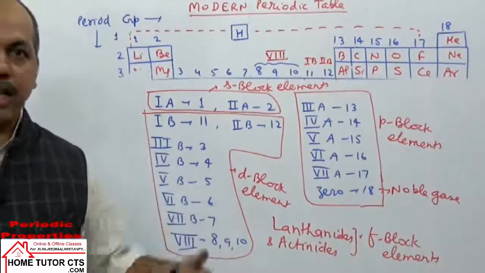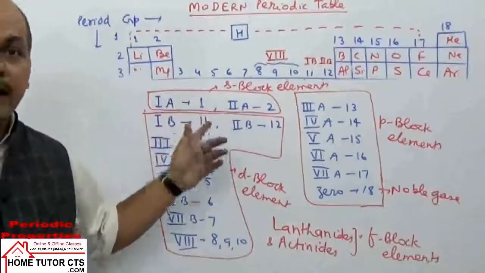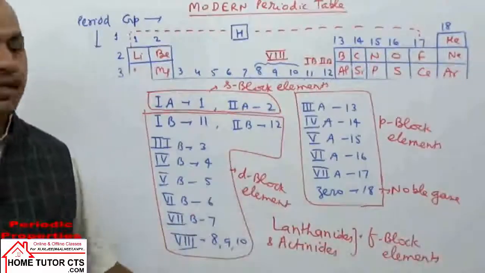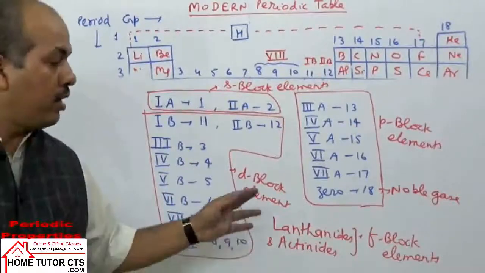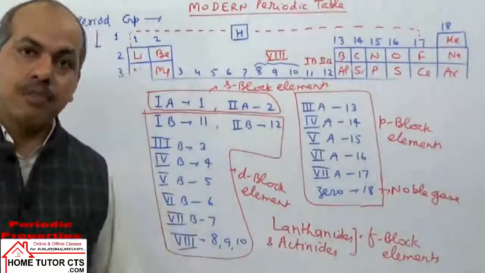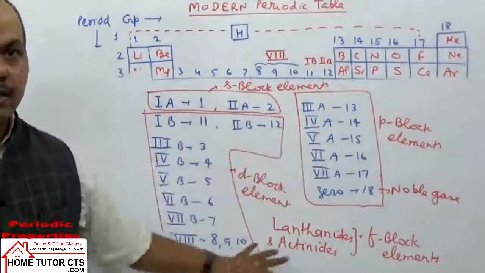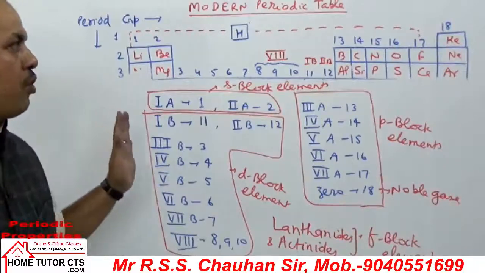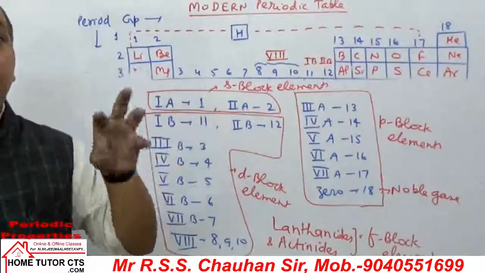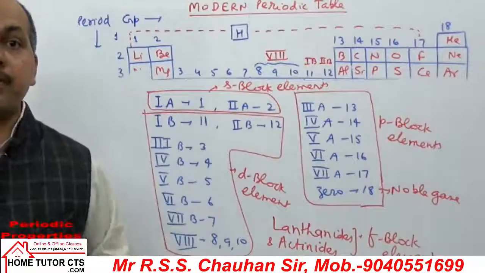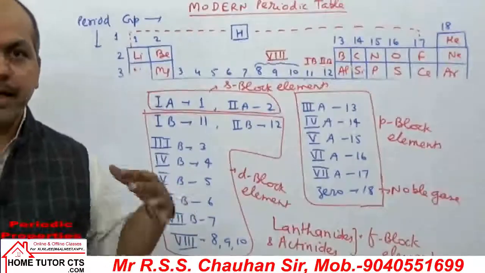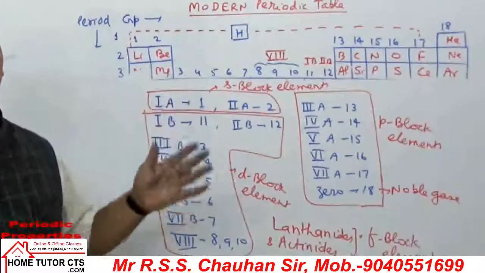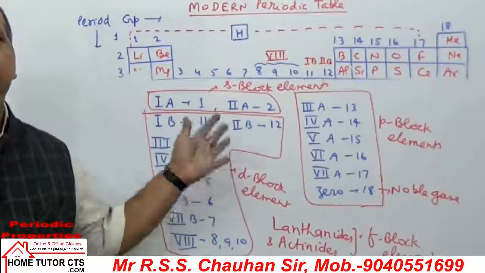If the last electron enters s orbitals, s block. Last electron enters p orbitals, p block. If the last electron enters d orbitals, d block. If the last electron enters f orbitals, it is called f block elements. So I hope it is clear. Elements are classified into s block, p block, d block, or f block. From the atomic number and by writing the electronic configuration, we can predict the element's group number, block, and period number.